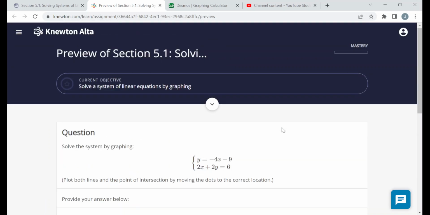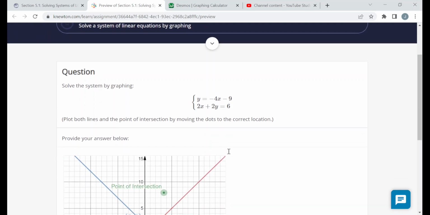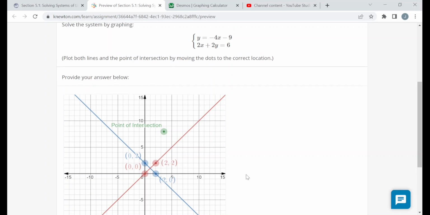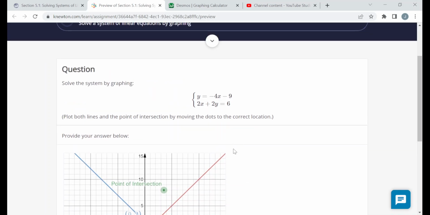Alright, so the first objective is solve a system of linear equations by graphing. Now a system of linear equations is just multiple linear equations that are going to be graphed on the same coordinate system. There are multiple linear equations that are considered together, right? And for the most part, we are going to be seeing 2 equations with 2 variables. We'll come across other systems, I'm sure, but most of these will have 2 linear equation systems.